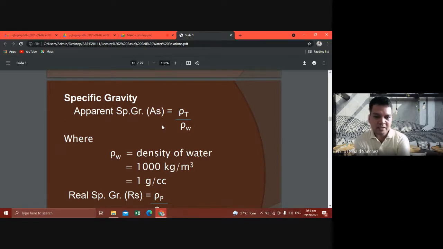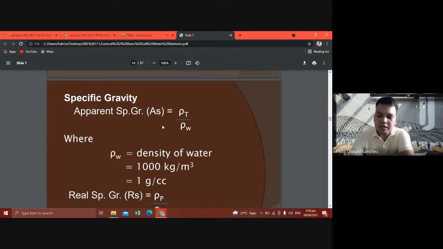So apparent specific gravity can also be denoted as the true density divided by the density of water. Why? It becomes true density because it's the density of the material that you are testing. It's the density of the particle or density of the material divided by the density of water. So it's the same aspect.